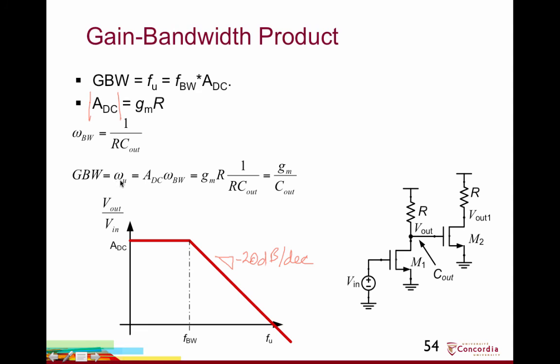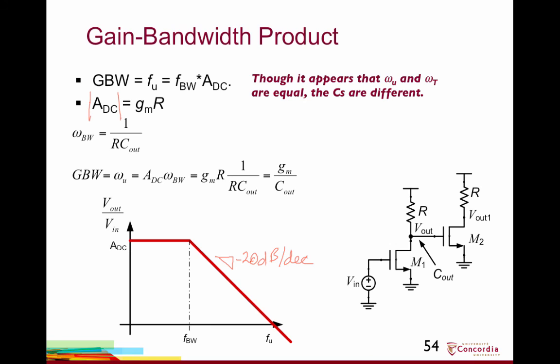So the gain bandwidth product, omega U, is DC gain times bandwidth: GM times R over 1 over R C out. The R's cancel, and we're left with GM over C out. Okay? So we have a very similar form for the gain bandwidth product and the transition frequency.